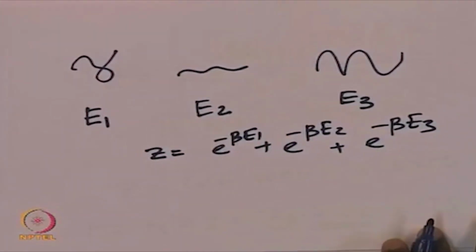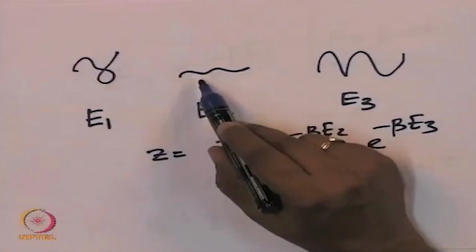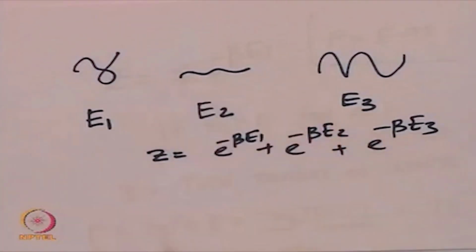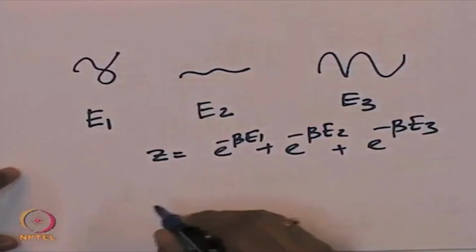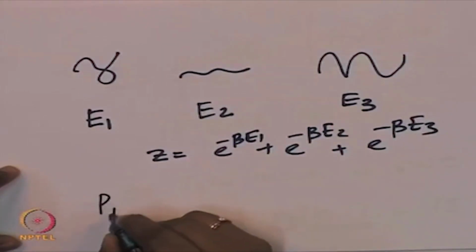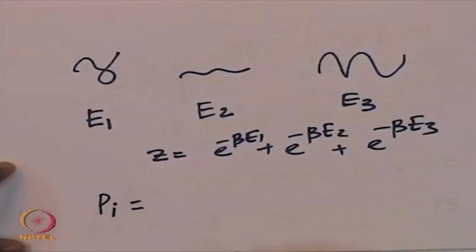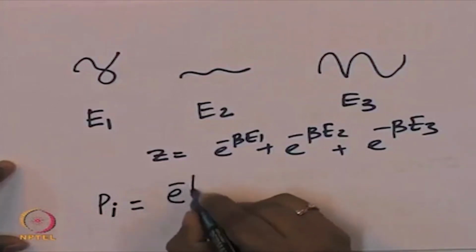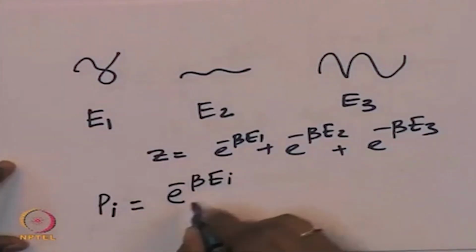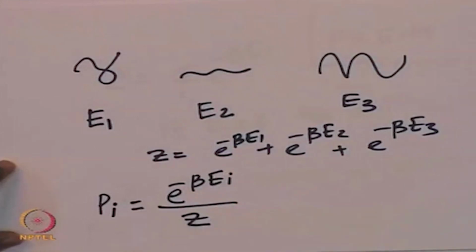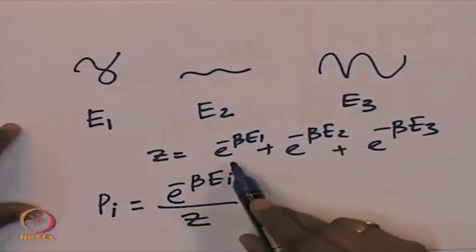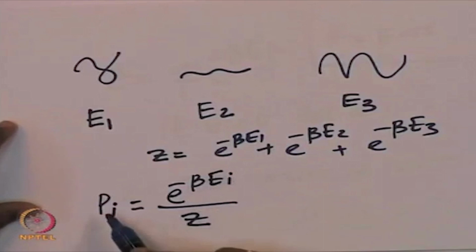Now, you can ask the question, what is the probability that you will find the system in this state? And the answer is, the probability of finding a system in state i is e power minus beta times the energy of that state, divided by the partition function. So, if you know the partition function and if you know the energy of a state, you can know the probability of finding the system in a given state i.